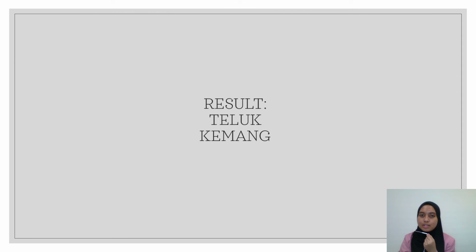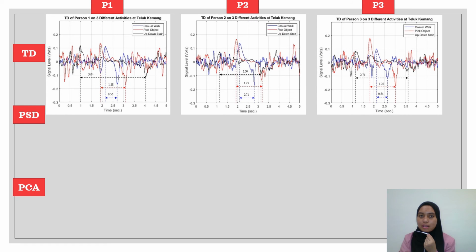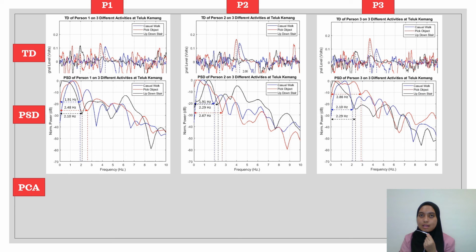Lastly, we go to the result at Teluk Kemang. For time domain, up-down stair has the longest time taken compared to pick object and casual walk. This is because for up-down stair, the target needs to do extra work where they need to step up and then step down the stair. In power spectral density, same as Kampung Yalas, casual walk has the lowest Doppler frequency due to greater signal received.